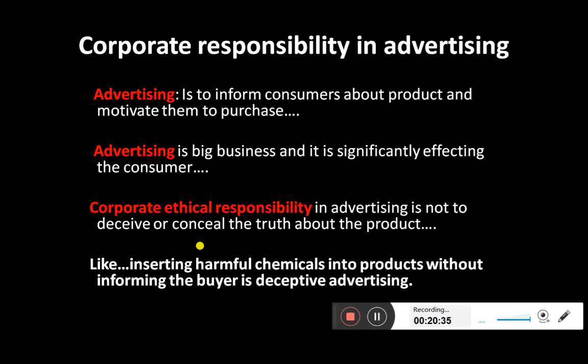So now, corporate ethical responsibilities in advertisement. In advertising, it is not to deceive or conceal the truth about the product.